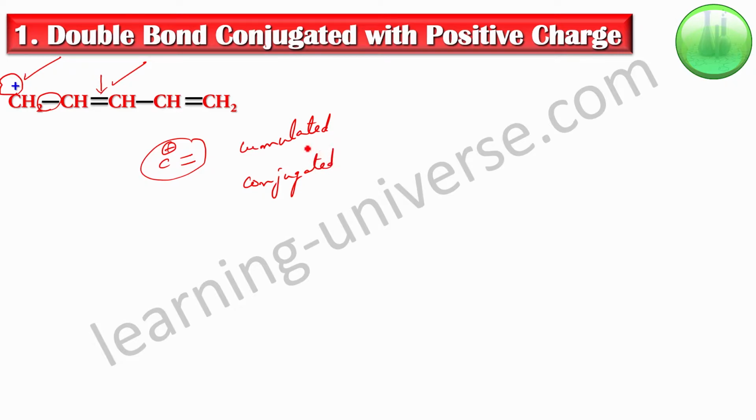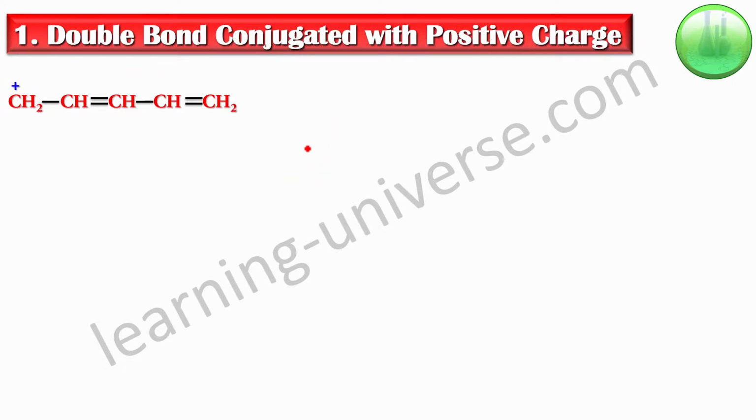So cumulated and conjugated. That is the difference between the two. Now what happens? Now the positive charge is in one place, the pi bond is in another. Where is it more electron deficient? The positive charge. And where is the electron density more? The pi bond. So the potential difference exists right here. So what will happen is the pi bond will move towards the positive charge.